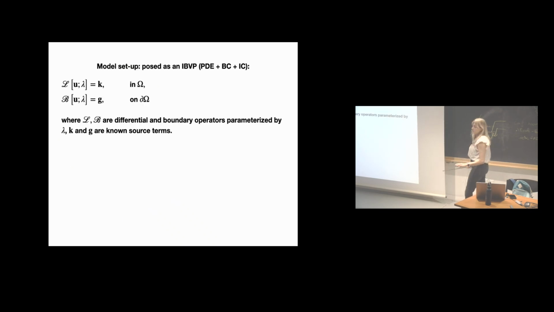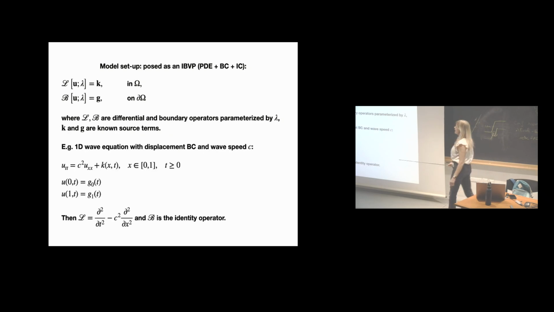So our model setup is we posed it as an IBVP, which stands for an initial boundary value problem. It's just a PDE plus boundary and initial conditions. You can pose it like this, and the reason I'm posing it like this is it makes the diagram look a lot better. But L and B are differential and boundary operators.